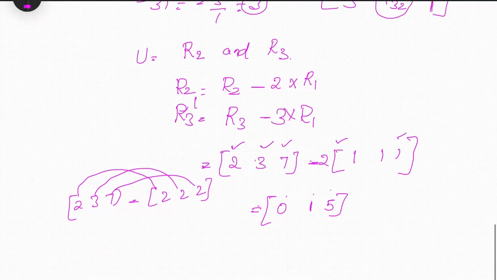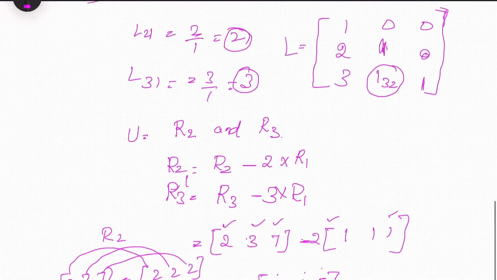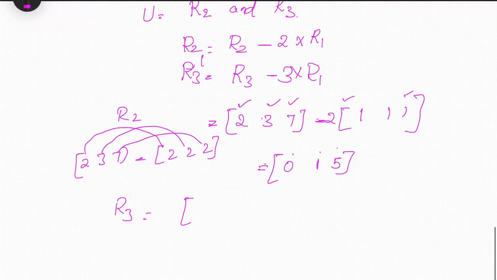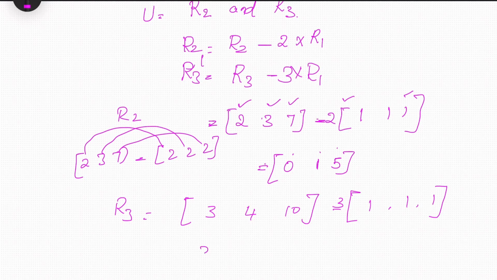so to calculate L21, what we need to do is, of this U matrix, we take this one and divide by this one. So we get 2 by 1, that is equal to 2, right? Then again for L31, we pick this divided by this. So that's 3 by 1, that's equal to 3.